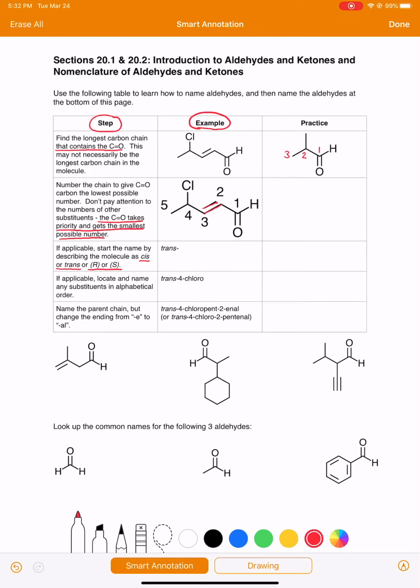For our practice molecule over here, even though carbon number 2 is there, it isn't chiral. We don't have any chiral carbons. We don't have an alkene, so stereochemistry doesn't apply to this practice molecule.